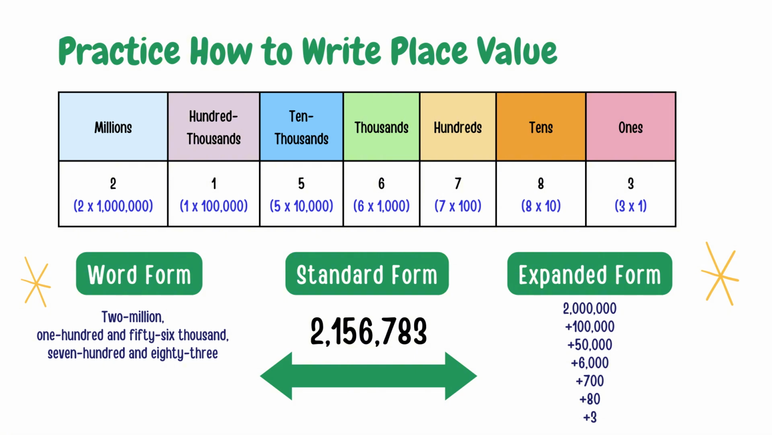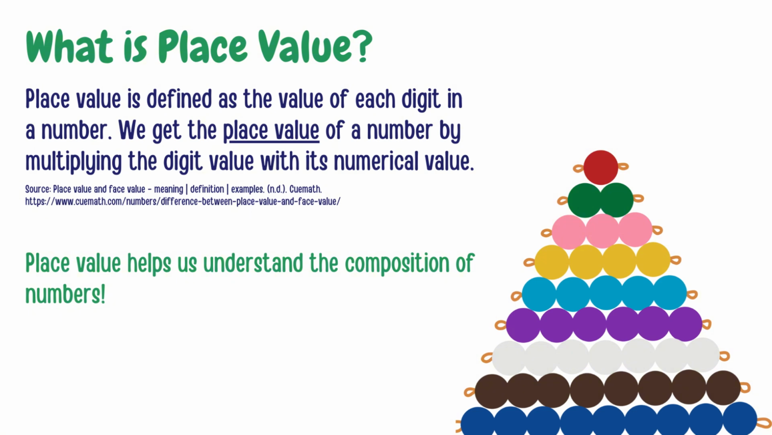The standard form will be the numerical way that we would just typically write it, which is 2,156,783, and utilizing our commas to show the place value. And the expanded form is showing what this number would look like if we broke it down by each place value position and added it all together. So it would be 2 million plus 100,000 plus 50,000 plus 6,000 plus 700 plus 80 plus 3. And together, all of those numbers make the number 2,156,783. And that concludes our video on understanding place value.